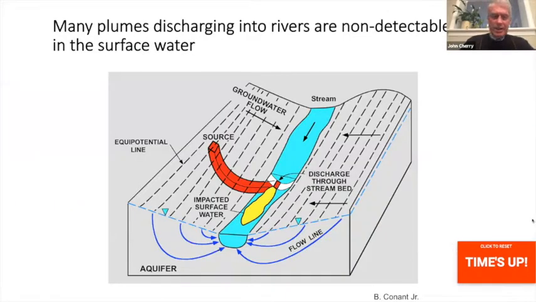This next slide schematically shows a plume going into a river, but the plume in the river in many cases, as I mentioned, is non-detectable. And we would consider this to be part of the overall assimilation capacity of the entire system. Next slide.